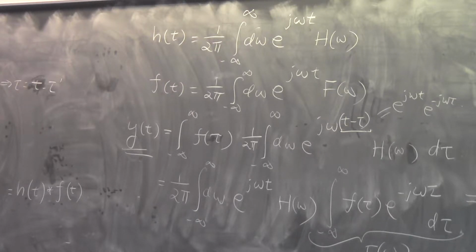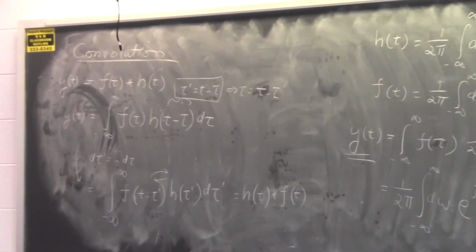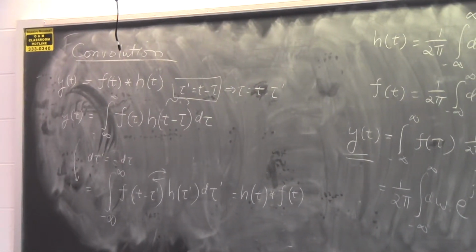Something convolving in the time domain is actually just a multiplication in the frequency domain. Okay. Does everybody get this? You have to remember this. This is the most important property that you need to take out of this course. One of the most important properties that you need to take out of this course.